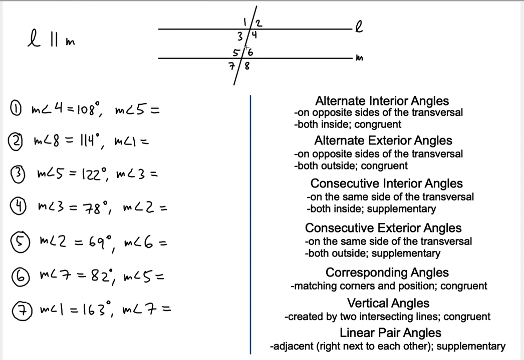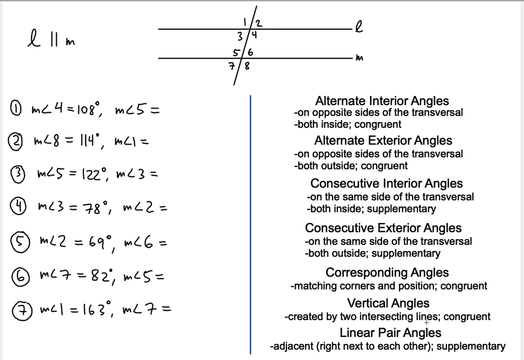They're created by the transversal crossing line M. As you can see, 5 and 8 are vertical angles. They are congruent. They're on different sides of either one of these 2 lines. And the last pair is 6 and 7. 6 and 7 are vertical angles as well. Right? And they're congruent, they're mirror images of each other, they're on different sides of each of these 2 lines that intersect. Okay? And now the last one is linear pair angles.